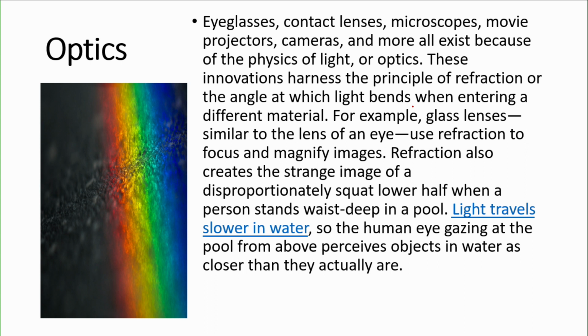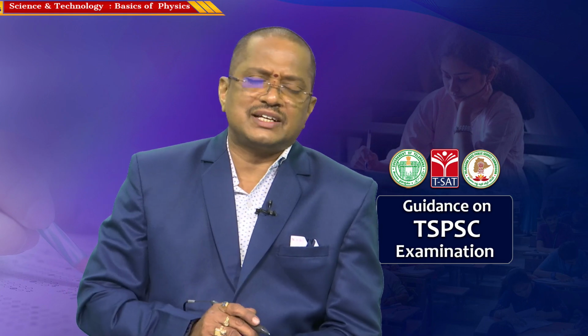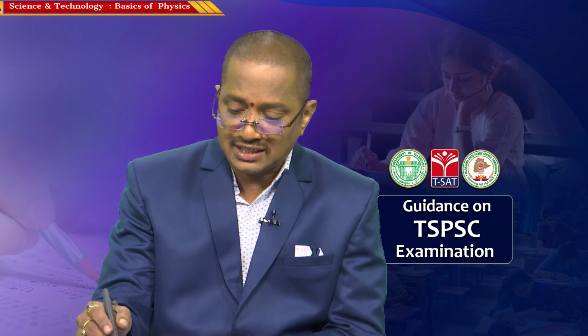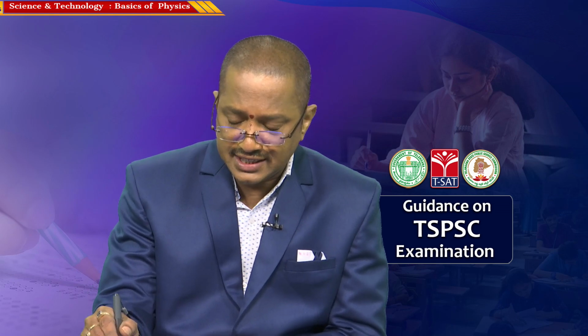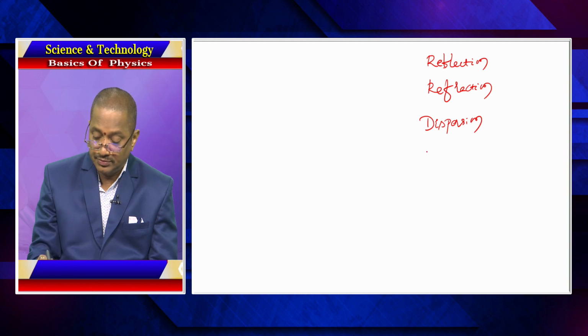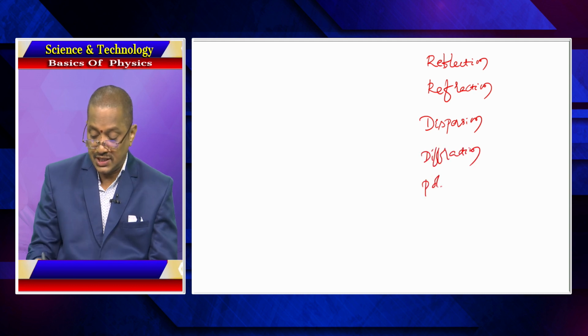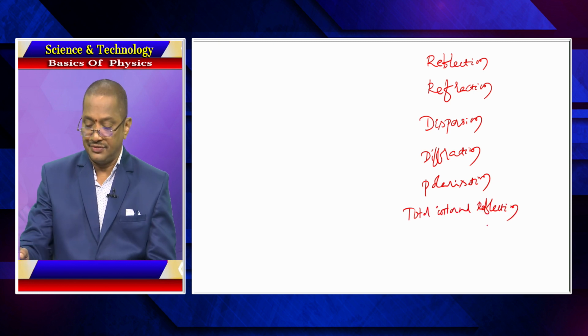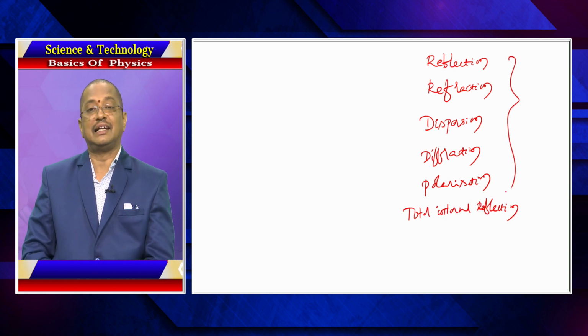Okay. So, now we will discuss light. Light has five properties: reflection, refraction, dispersion, diffraction, polarization and total internal reflection. These are the different properties of light.